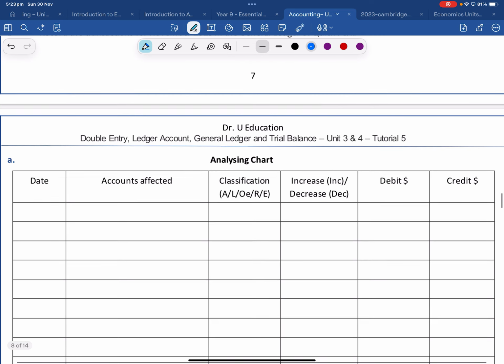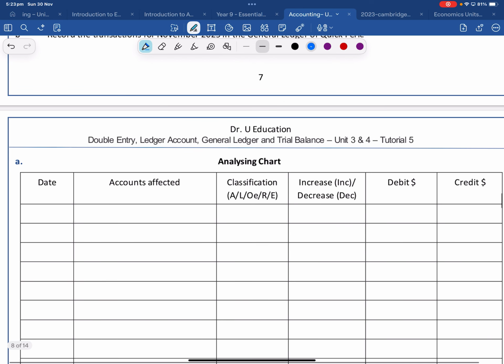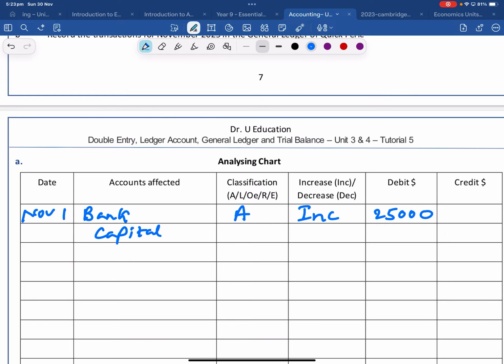So what's the double entry, guys? Bank. What is it? Asset, liabilities. Increase, decrease, increase, debit, credit. Very good. And then the other account is capital. Sometimes you might see in the question they have given the owner's name as well, Pete. So we can write it as well if you want. Owner's equity, increase, credit.